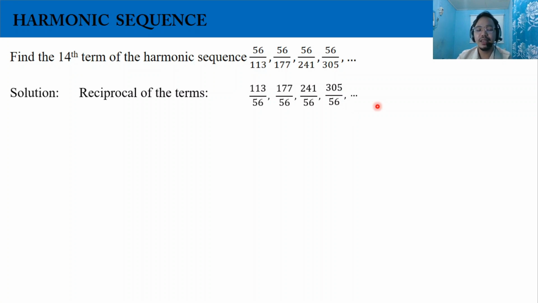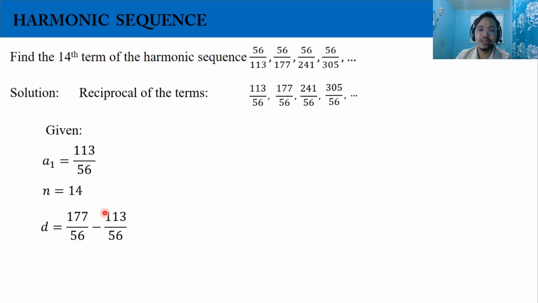Then let's identify the given. The first term is 113/56. n is 14 because this is our term position; the 14th term is what we are going to find here. For the common difference, we're going to subtract the first term from the second term. We don't need to subtract the second from the third, or the third from the fourth. There's no need for that because this is already a harmonic sequence, and we're going to find the 14th term of that.